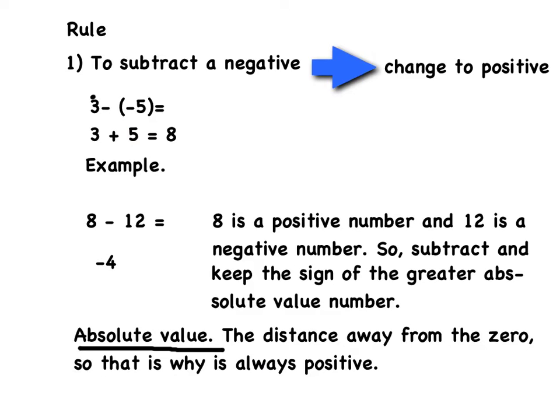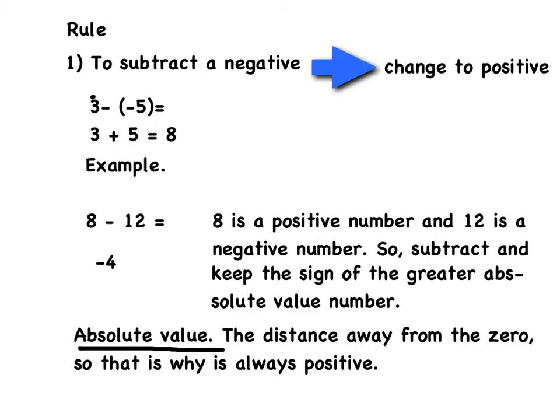Example, 8 minus 12. 8 is a positive number and 12 is a negative number. So what we're going to do is subtract and keep the sign of the biggest. Absolute value: it's the distance away from zero, and that is why it will always be positive.